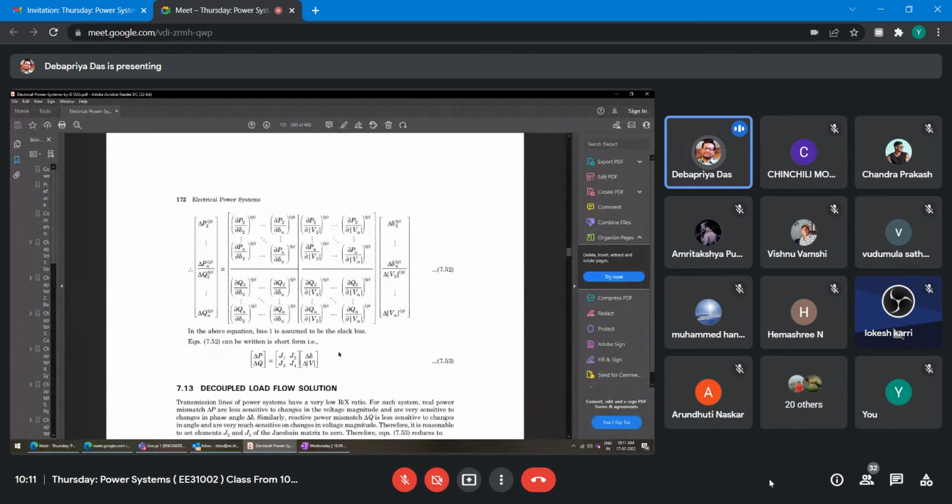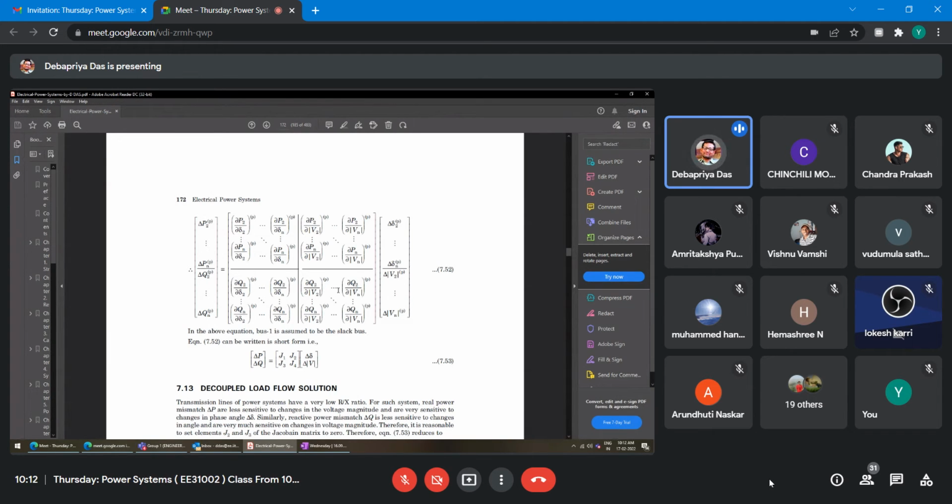Now, from your intuition you can make out that the total number of buses is n. Bus 1 is a slack bus. So here delta P1 is not there, delta Q1 is not there. Here delta delta 1 is not there, here delta V1 is not there. That means each matrix, this is n minus 1 into n minus 1, this is n minus 1 into n minus 1, this is also n minus 1 into n minus 1, this is also n minus 1 into n minus 1, right?